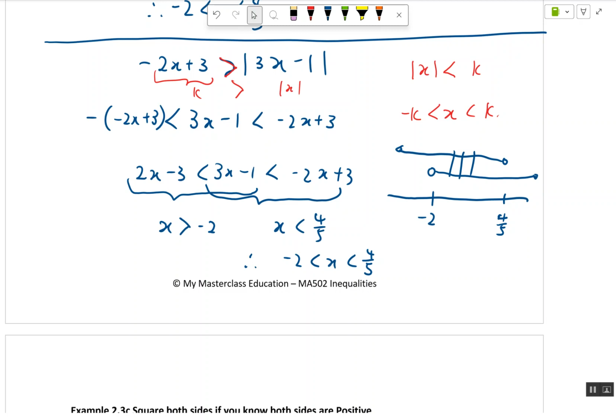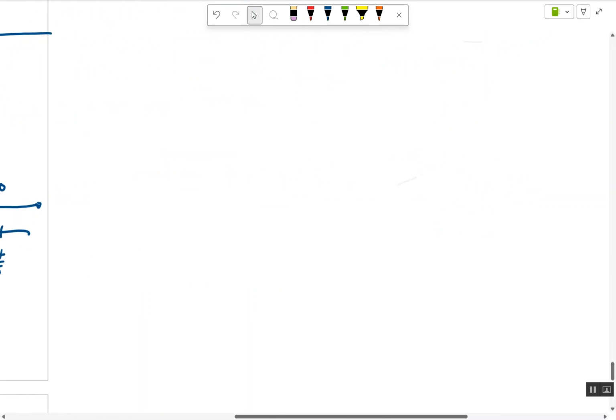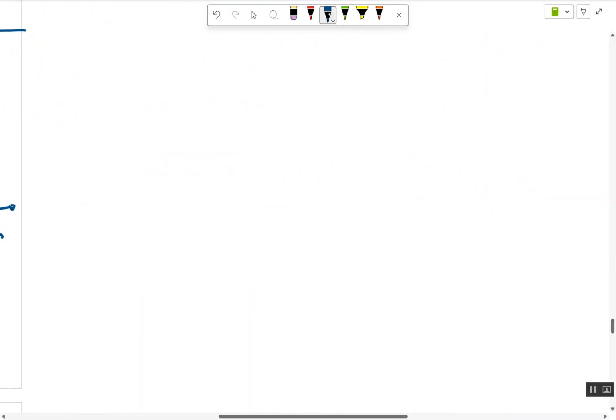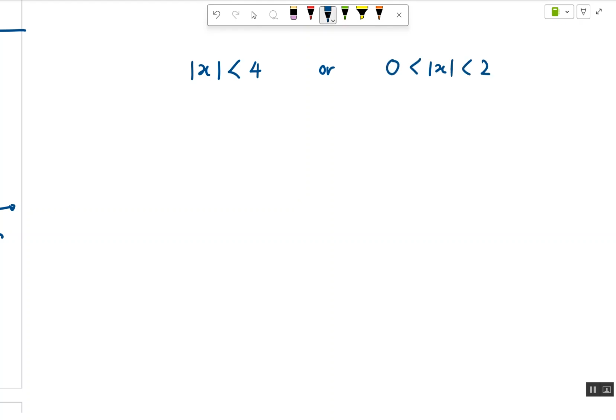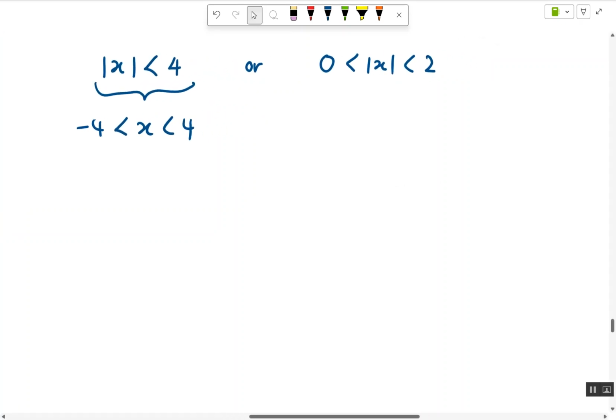I'm going to talk about a few more advanced techniques in inequalities, especially when it comes to modulus. Okay, so let's say you have two answers like this. The first is modulus x less than 4, and then you have another one which is modulus x greater than 0 and less than 2. For this case, you have to know immediately that x must be in between negative 4 and 4. If you're still not very quick with this concept, please look at the previous video to internalize that if you are less than k, it's in between. If you are greater than k, it's the left and the right region.